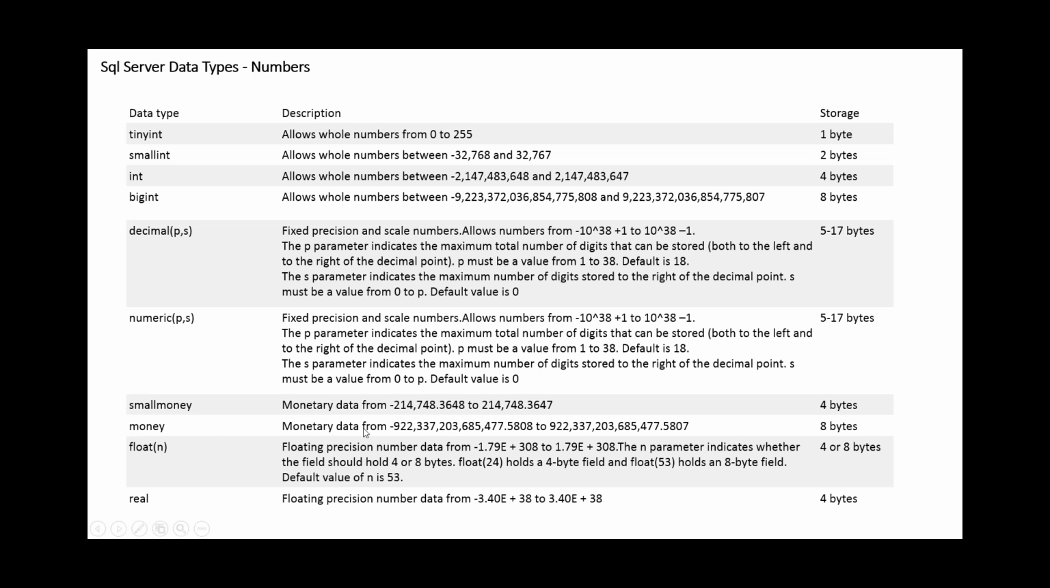And money, this is just like your big int value. And float means it is again a floating precision number that ranges from minus 1.79 e exponential. Okay, so these are the ranges actually from where to where you can define. And real is a floating precision number, that is again the same range more than float. Okay, these are the number data types.